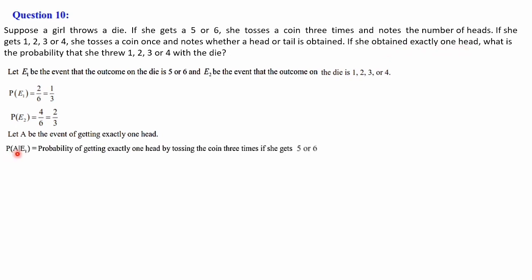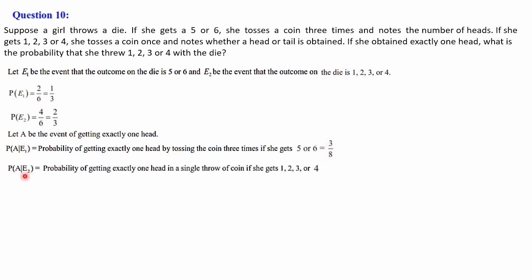Then P of A given E1 means she is getting 1 head given that it is from the first event, that means getting 5 or 6. Probability of getting exactly 1 head by tossing the coin 3 times if she gets 5 or 6 is 3 divided by 8. Here she is throwing the coin 3 times, so the total number of outcomes is 2 power 3, that is 8. And she is getting exactly one head. Exactly one head means there are only 3 chances, that is 3 divided by 8.